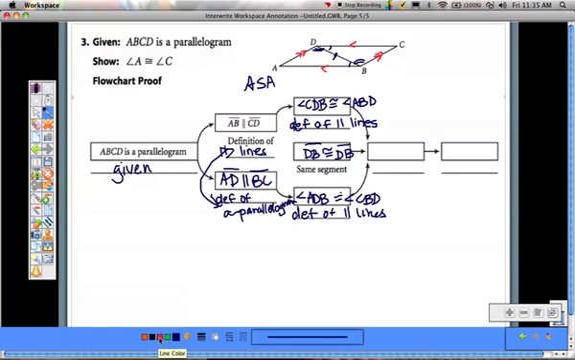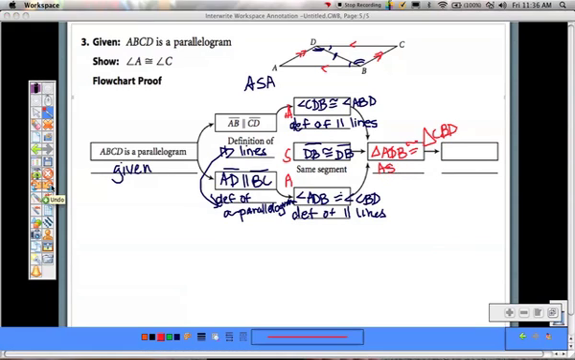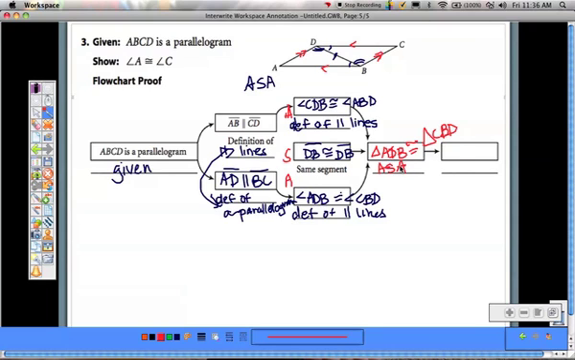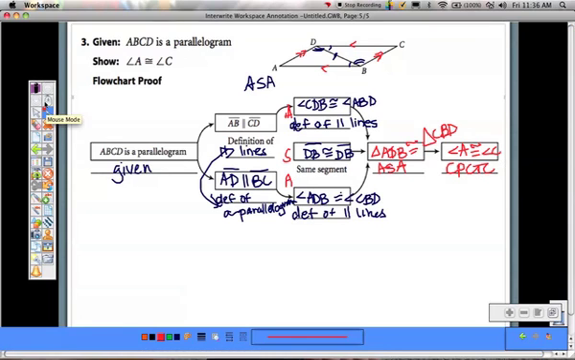All right, so in our proof, we have angle, side, angle. So by angle, side, angle, the triangles are congruent. So triangle ADB is congruent to triangle CBD by angle, side, angle. And so, since they're congruent, angle A is congruent to angle C by CPCTC. So again, draw on your picture, identify which theorem you're using, and then you write it in the flowchart.